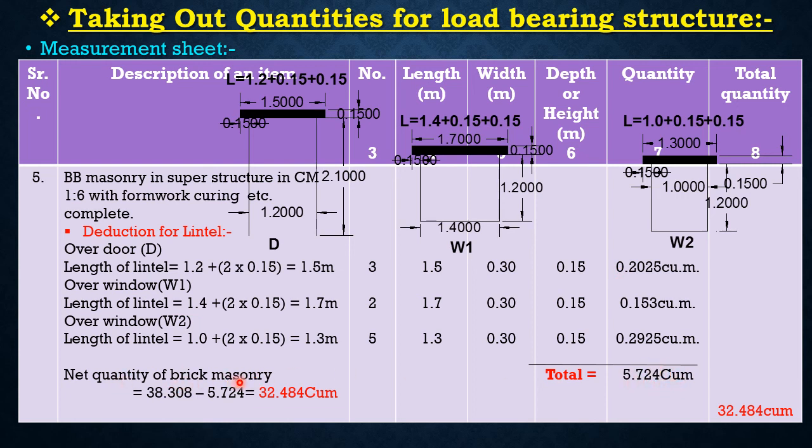Then net quantity of brick masonry is the quantity 38.308 minus deduction 5.724 is equal to 32.484 cubic meter. Then BB masonry in superstructure is 32.484 cubic meter.